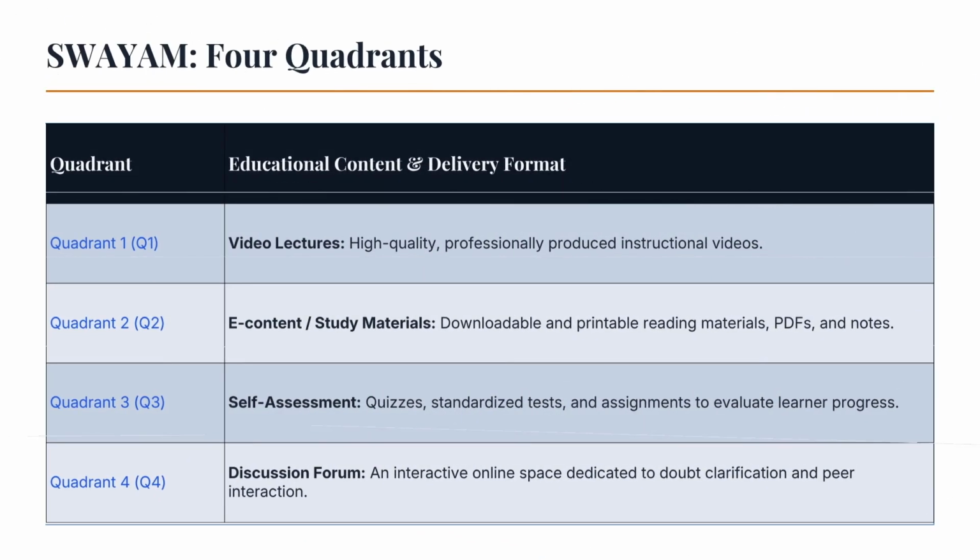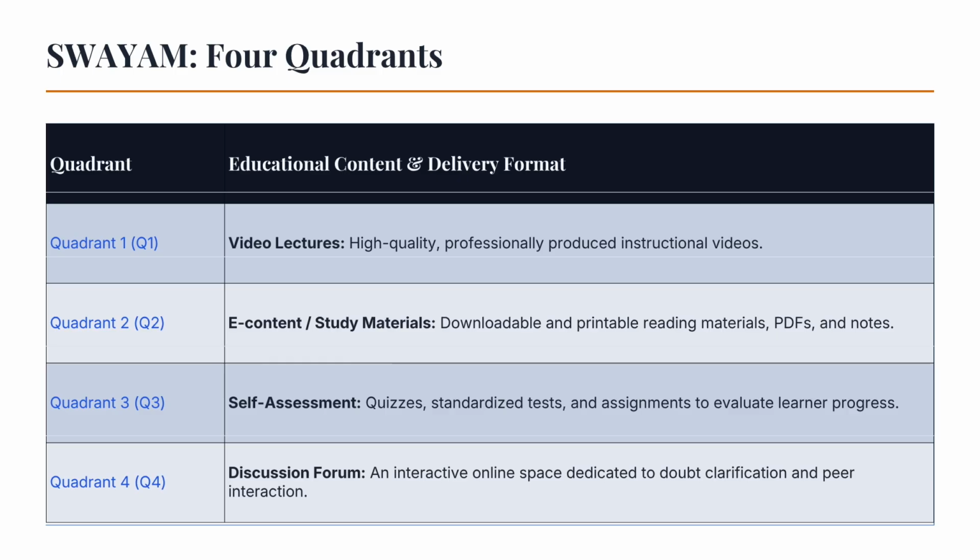Swayam, four quadrants. For UGC NET, you absolutely must know the four quadrants of Swayam courses. Quadrant 1 consists of video lectures. Quadrant 2 is the e-content or study materials. Quadrant 3 covers self-assessment like quizzes and tests. Quadrant 4 is the discussion forum for doubt clarification.